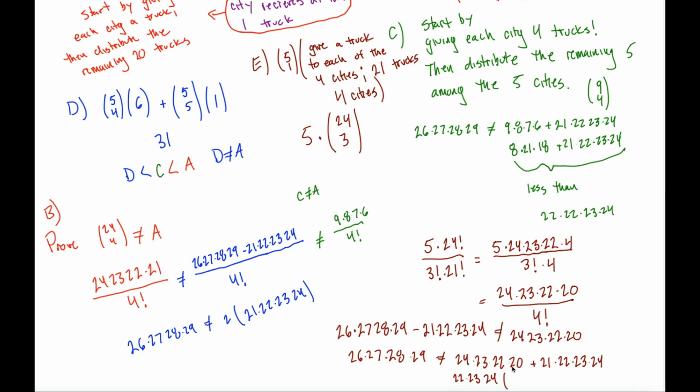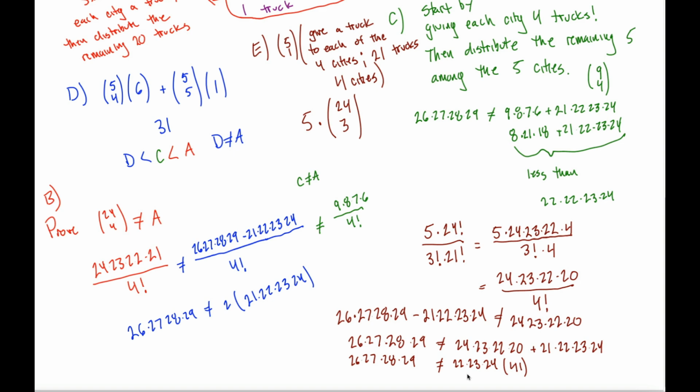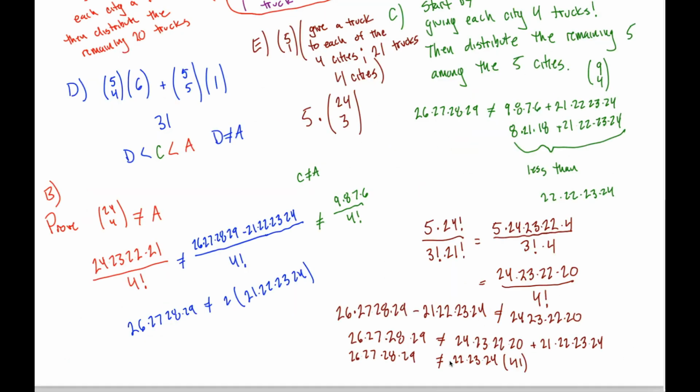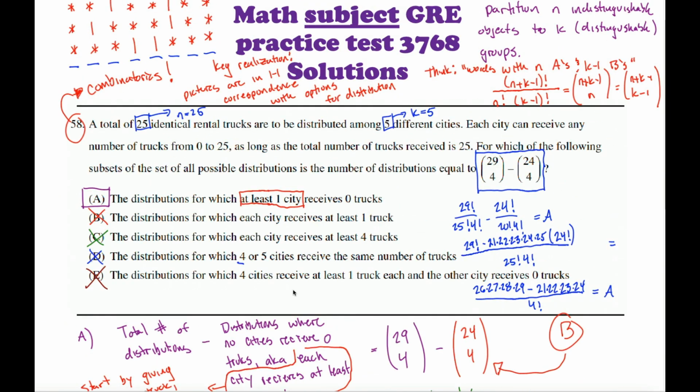What I'd have left is a 20 over here and a 21 over here, so 41 total. But these two quantities can't possibly be the same because this quantity has a 29 in its prime factorization and this quantity clearly does not. E is not the same as A. This question wasn't a bad question. Only one of these 5 quantities is equal to 29 choose 4 minus 24 choose 4. You certainly wouldn't want to take the time to do this kind of proof on the exam, but it never hurts to get a little bit more practice with factorials.